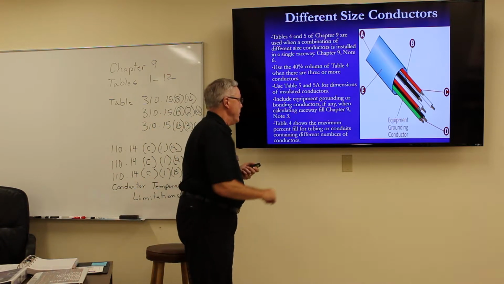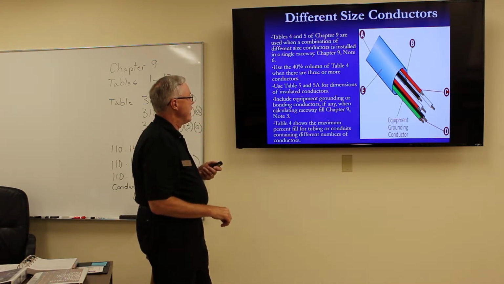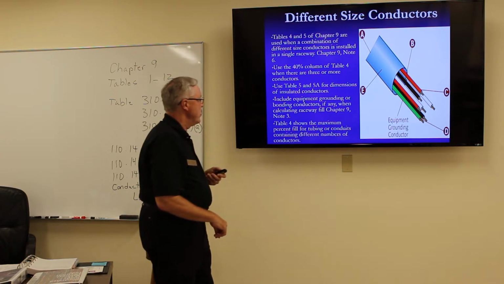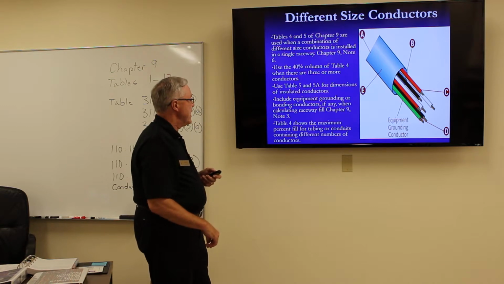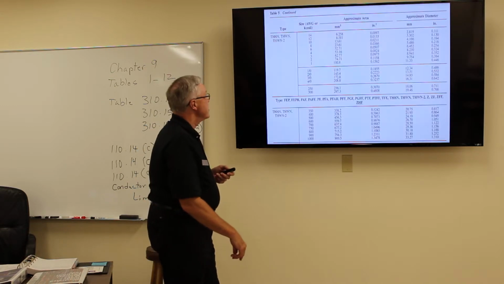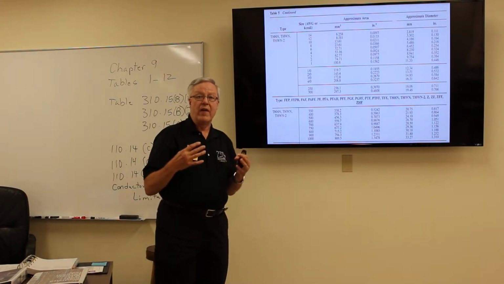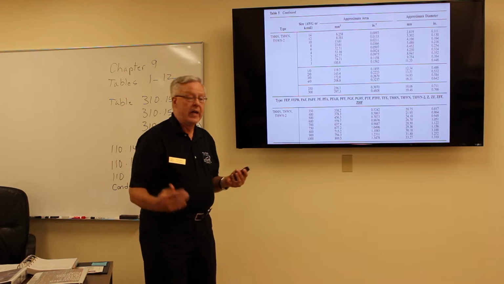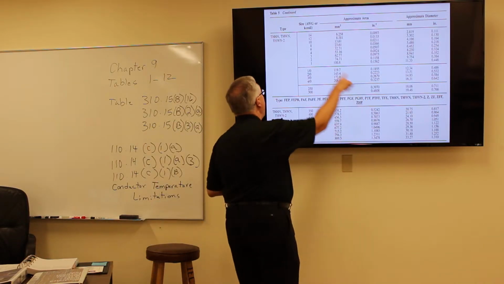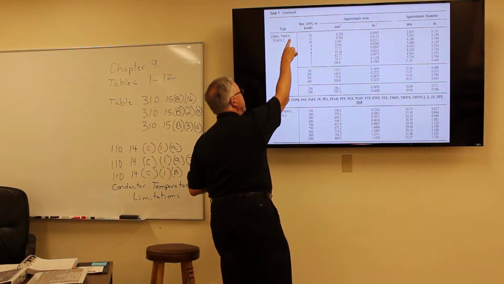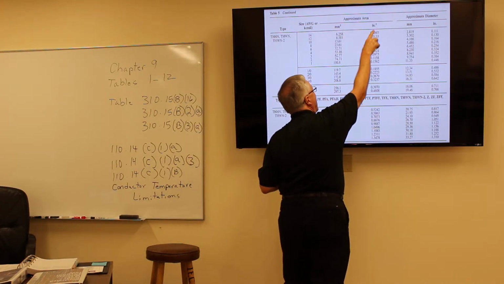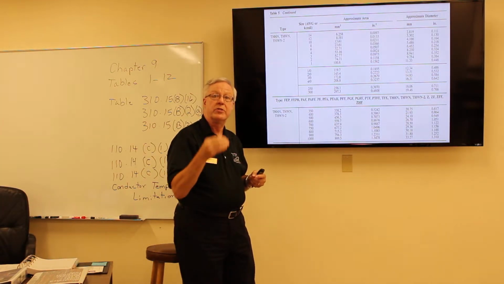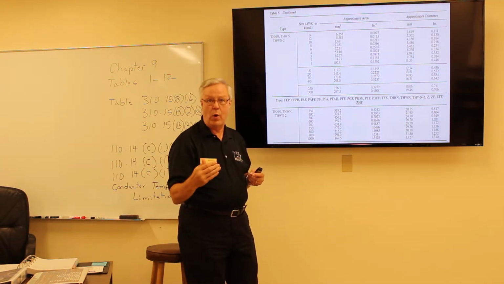Including the equipment grounded conductor and bonded jumper, and when calculating the raceway fill. Table 4 shows the maximum percentage fill of tubing and conduits containing different numbers of conductors. So in this case, once you find out the number of the conductors you're going to have there, if you have number 12, number 10, and number 14 conductors, always find the type of insulation. You'll go over to the approximate area in square inches. That's what we work off of, is approximate area in square inches, since the dimensions inside are in square inches.